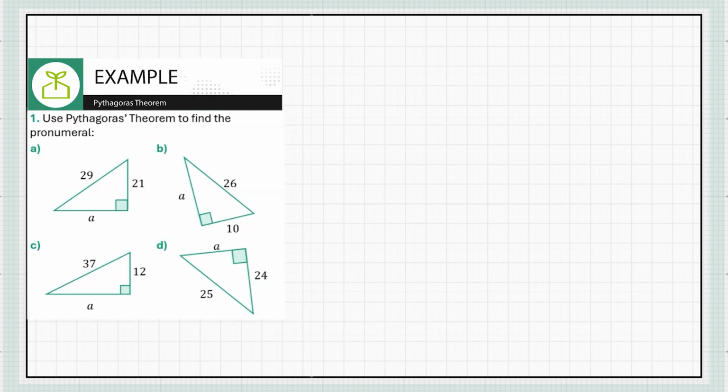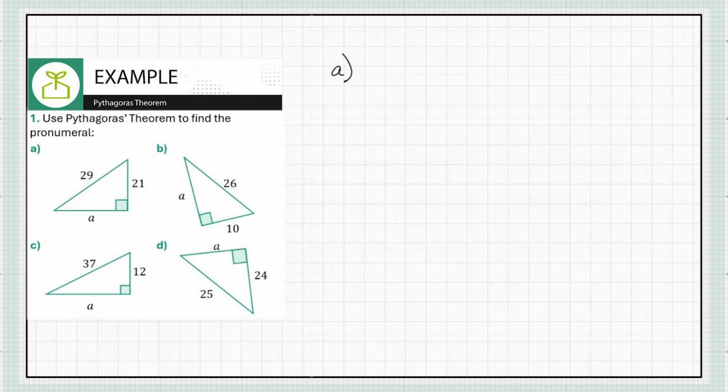Alright, in this video we're going to solve for a shorter side. Instead of solving for the hypotenuse, we're going to use the Pythagoras Theorem to solve for an unknown part of the initial question, and we'll just solve it using a very simple method.